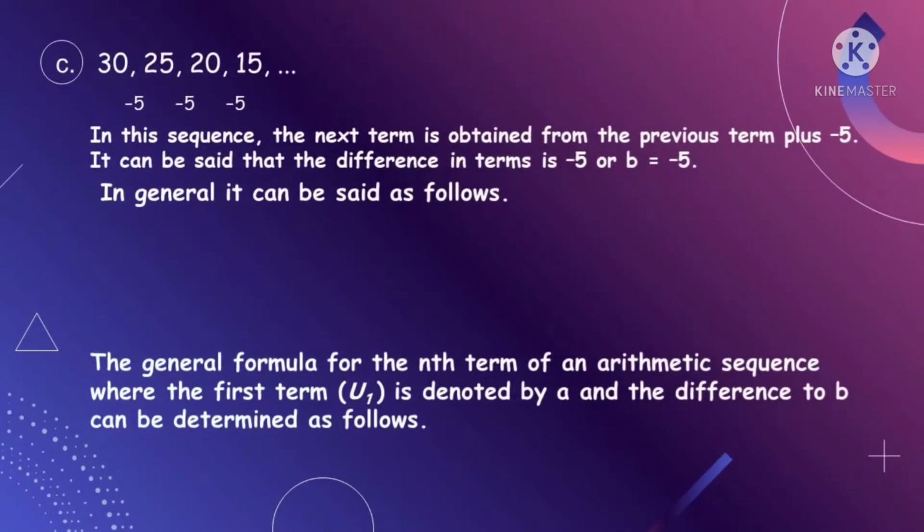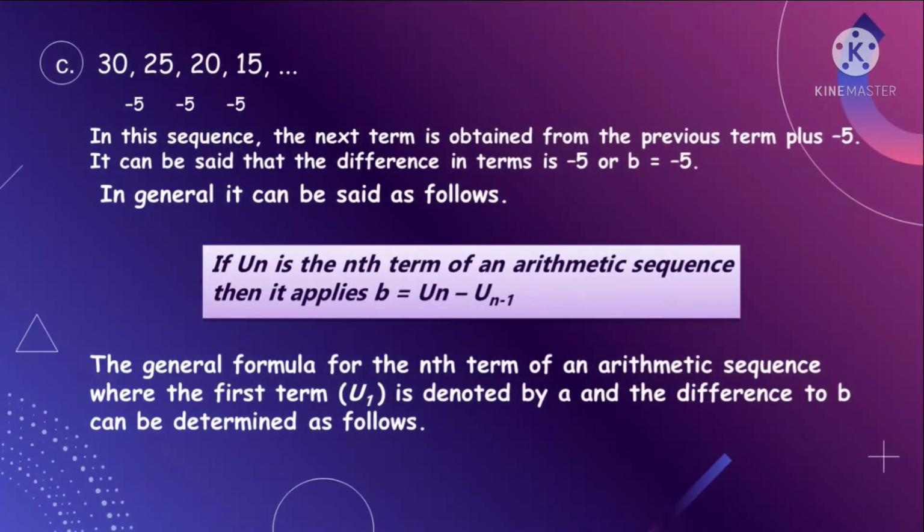C. The numbers 30, 25, 20, 15. In this sequence, the next term is obtained from the previous term plus minus 5. It can be said that the difference between terms is minus 5, or b equals minus 5.